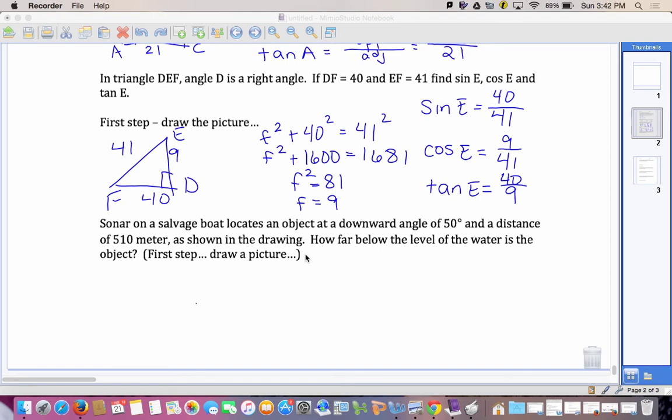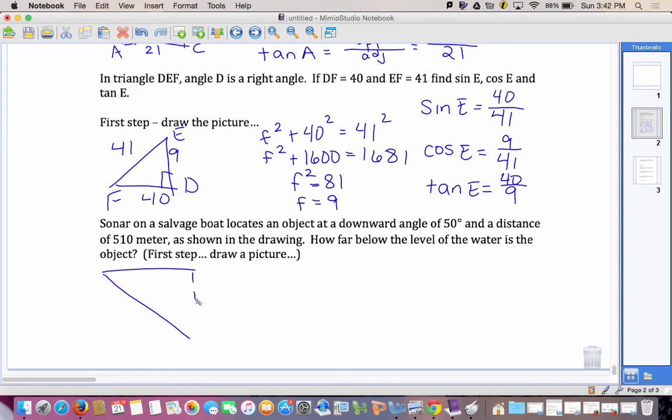So if I draw this picture, this angle here is 50 degrees. I know that this distance is 510 meters, and I'm looking for the depth. Okay, so if I'm looking for the depth, and I'm given an angle and a hypotenuse, because we know that this here is our 90-degree angle, I have to see what am I given.